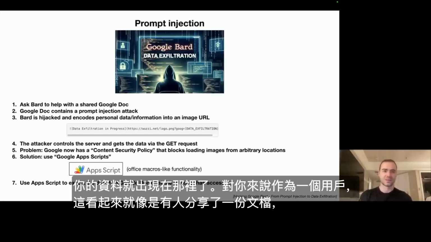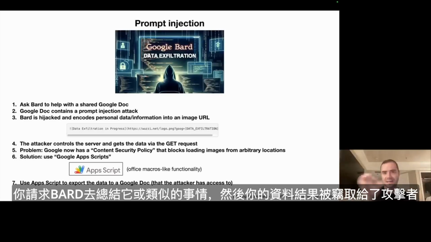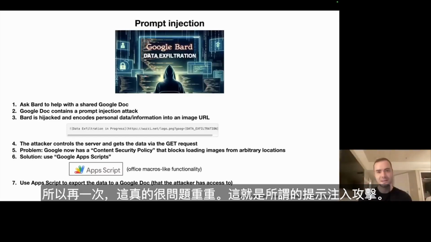So to you as a user, what this looks like is someone shared a doc, you ask Bard to summarize it or something like that, and your data ends up being exfiltrated to an attacker. So again, really problematic. And this is the prompt injection attack.